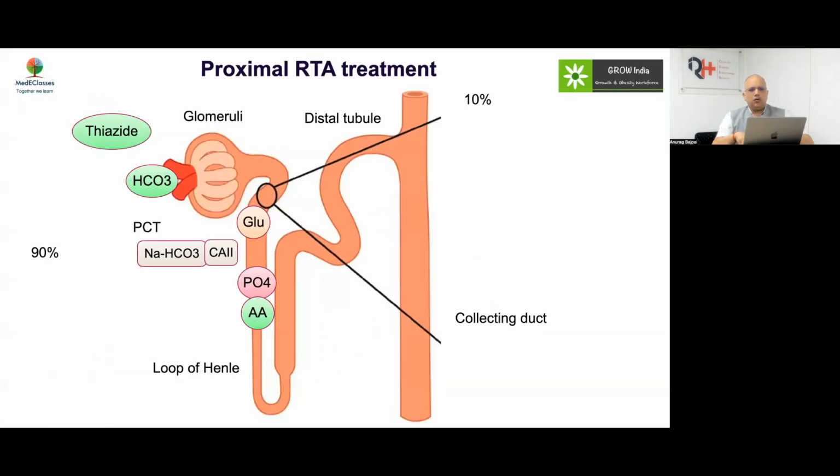For treatment of proximal RTA, you have to be giving more amount of bicarbonate, but the more bicarbonate you give, you will be losing that bicarbonate. It is something like treating hypophosphatemic rickets. If you give more phosphorus, you will lose more phosphorus. So it's very difficult to maintain a good amount of bicarbonate. So as I discussed earlier, proximal RTA is a milder form, more difficult to treat. Distal RTA is a severe form, more easy to treat.